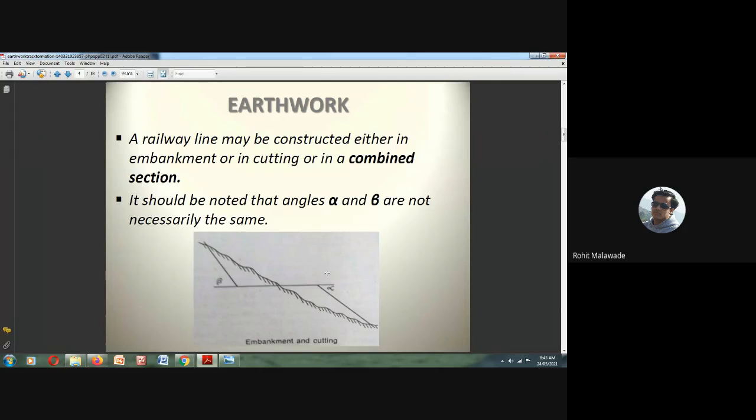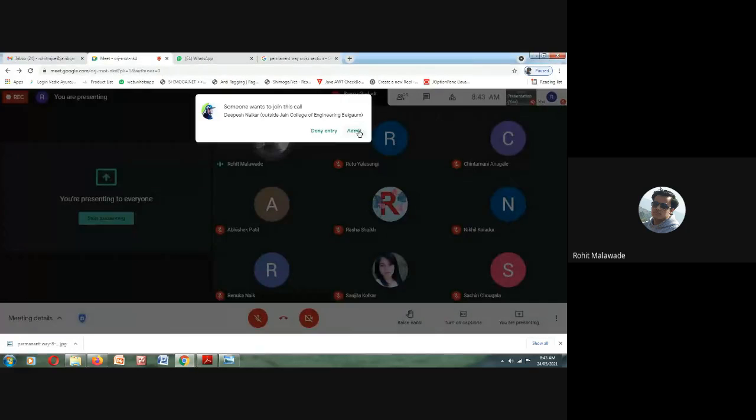Now, cutting is where raised ground or a hill is cut or excavated for providing the railway line at the required level. Here this is an extra portion, and since we have fixed the formation level over here, we are going to cut it and fill it over here. So this is what exactly the cutting is.